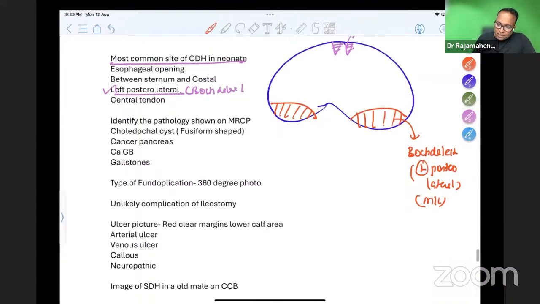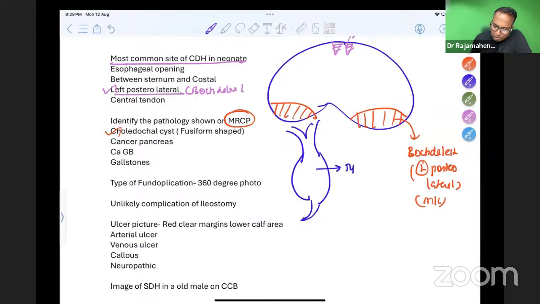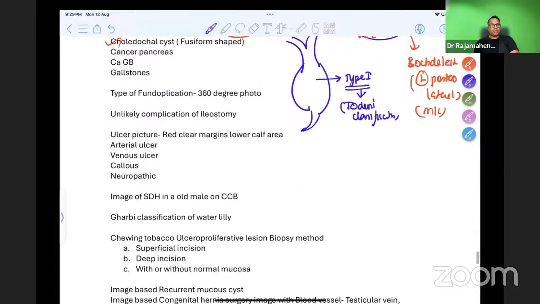So they have given an image of an MRCP showing a choledochal cyst. This is what I heard from the students. They are telling there is a dilated bile duct like this, a fusiform dilated bile duct like this, type 1 choledochal cyst. This is from the Todani classification. You can open and see this picture. A very classical explanation is there in Bailey and Love, the Todani classification.